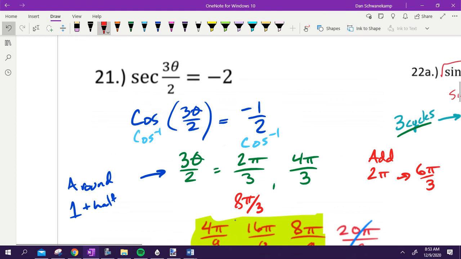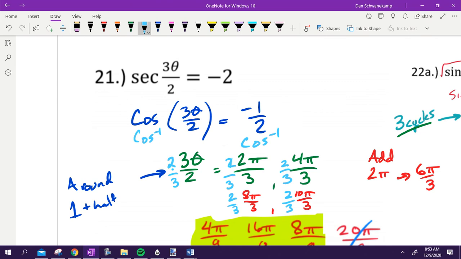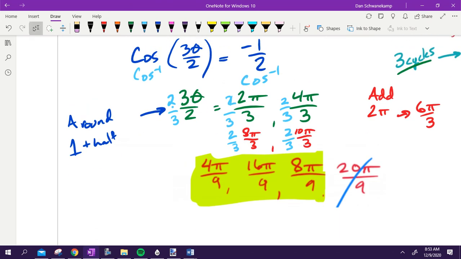Oh, no, sorry. So 8 pi over 3, and then 6 pi plus 4 pi, it's 10 pi over 3. And then to finish, I've got to get rid of the 3/2, so I'm going to multiply by 2/3. So I'm multiplying everything by 2/3, 2/3, 2/3, 2/3. When I do that, I get these 4 answers. Why is 20 pi over 9 not an answer here?